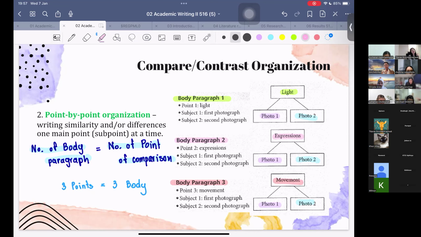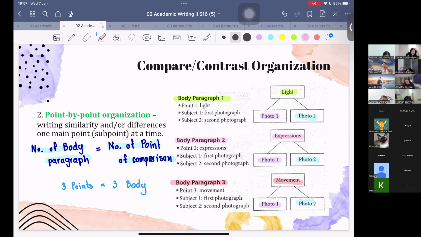Body paragraph 2, move to the next point of comparison, and then what happened in photo 1, what happened in photo 2. Body paragraph number 3, movement, and then the details. What happened in photo 1, what happened in photo 2. Again, create some kind of structure and stick with the structure.